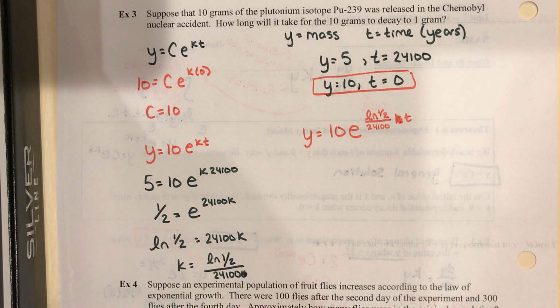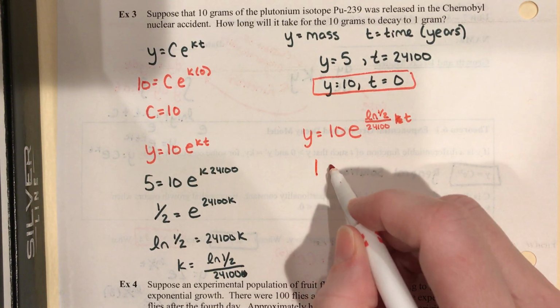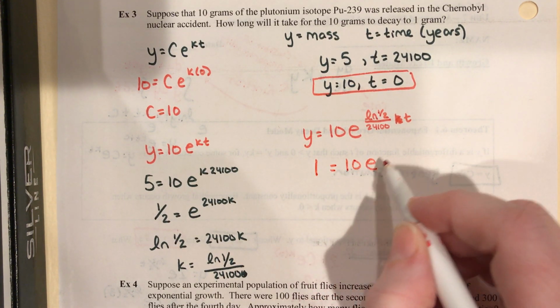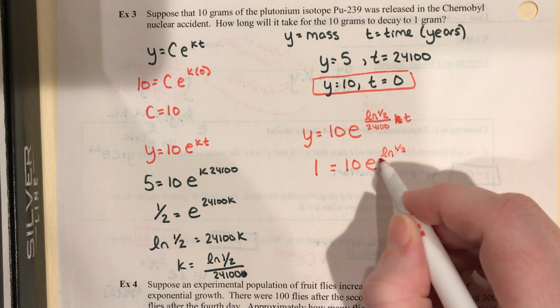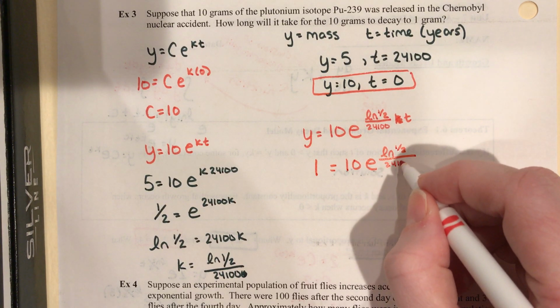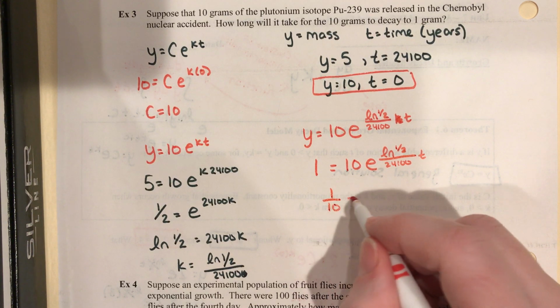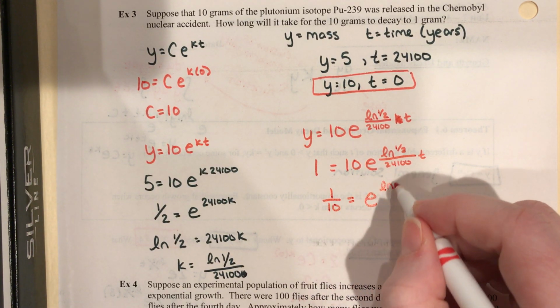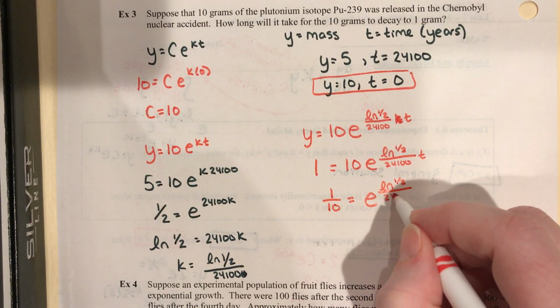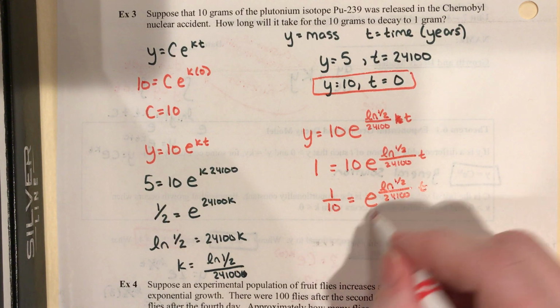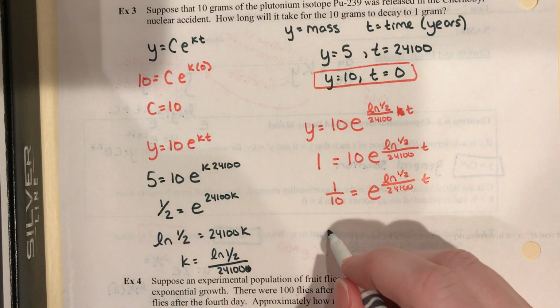Okay, so how long will it take for the 10 grams to decay to 1 gram? So I want to plug in 1 for y, and I'm going to be solving for t this time. So I'm going to divide by 10. Undo the e by taking the ln.